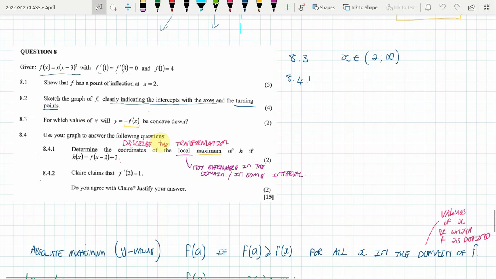A clue I can give you is that this type of transformation is a translation, and there are two transformations in total. Here, it's moved one way and it's moved another way, all at the same time.